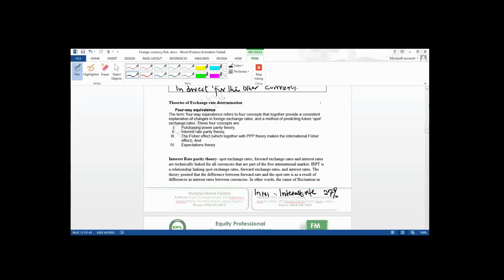I will take that again. Interest rate parity theory. This theory argues that the differences in exchange rates between 2 country currencies is as a result of differences in interest rates between the two countries.